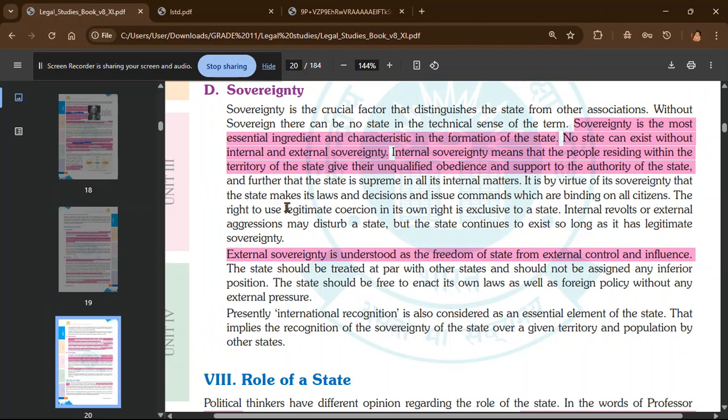So internal sovereignty means that people residing within the territory of the state should give unqualified obedience and support to the authority of the state. Means the people, जो people state या territory के अंदर रहते हैं, they should give their obedience and support to the authority of state.